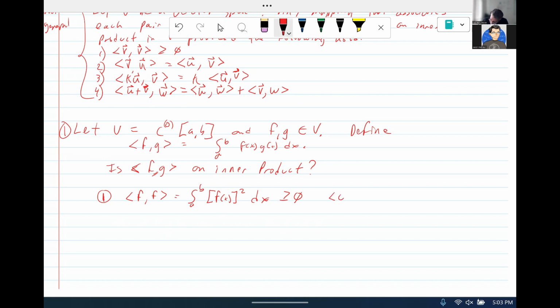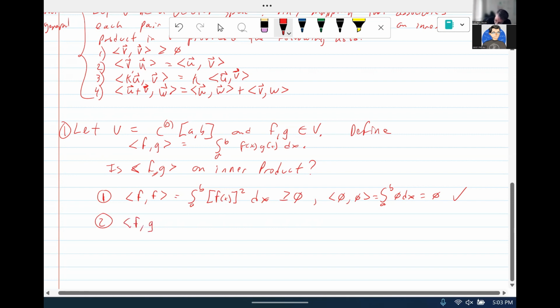What happens when I do the inner product of 0 with 0? Then I just get the integral from a to b of 0 dx, which is equal to 0. And so that checks as well. So we're good with that. Okay, number 2.